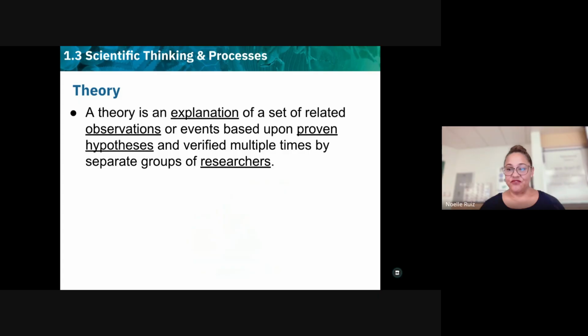So a theory, this is the official sciencey definition of a theory. It is an explanation of a set of related observations or events based upon proven hypotheses. So we've already ran these experiments, and now we have proof that our hypotheses are supported. So based upon proven hypotheses and verified multiple times by separate groups of researchers. That is another important thing about a theory. One scientist cannot make a theory. Hundreds or thousands of scientists have to do the exact same experiment and come up with the exact same information and the exact same answers for the scientific community to accept something as a theory.